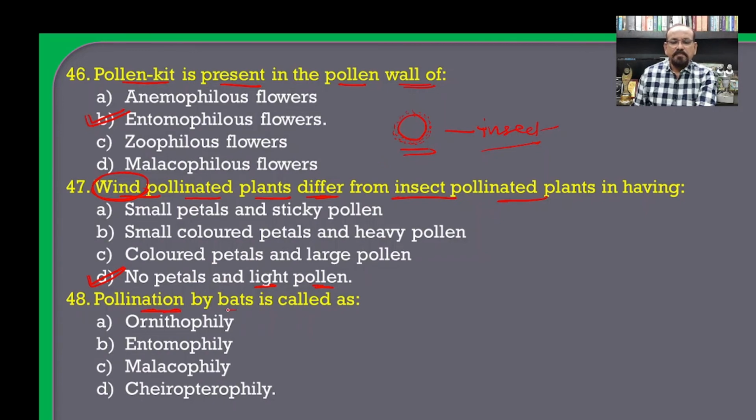Then pollination by bat is called as... If you see pollination by birds, it is known as ornithophily. Pollination by means of insects is entomophily. If it is by means of snails or slugs, it is malacophily, and when by means of bats, it is known as chiropterophily, and hence pollination by bat is called chiropterophily.